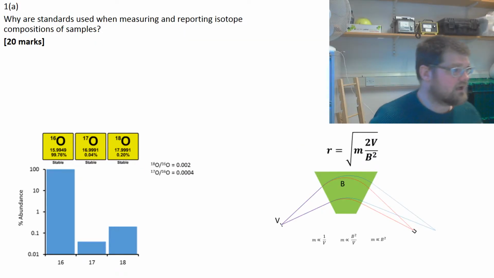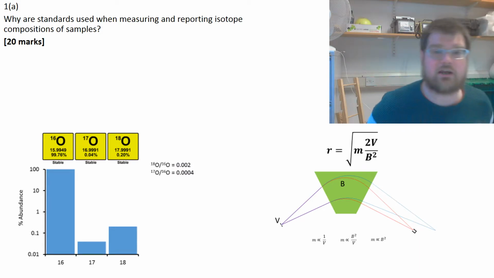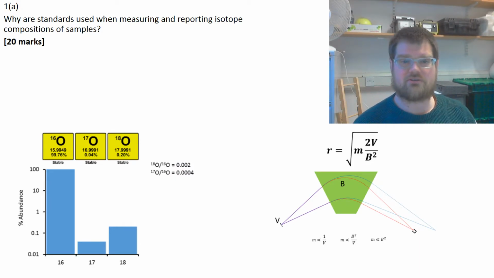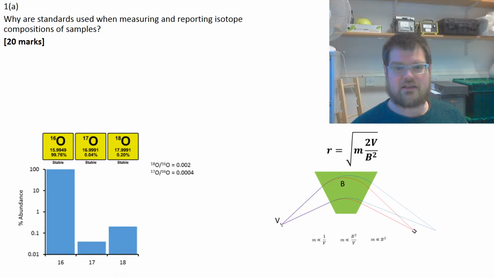So first of all, why are standards used when measuring and reporting isotope ratios or isotope compositions of samples? There are a number of reasons we do this. First of all, the ratios that actually exist in nature tend to be quite extreme. There tends to be lots of one isotope and very little of another. So you tend to get ratios that are either very, very big or very, very small, depending on how you think about how your ratio works.